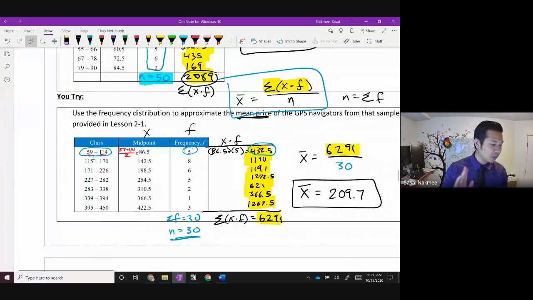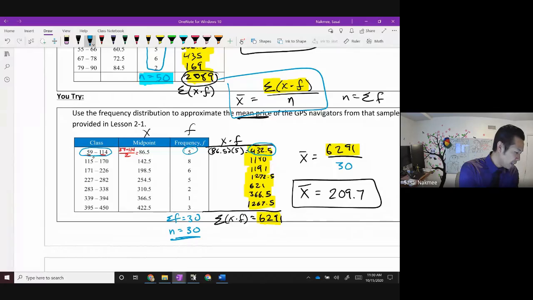Grace, pick a random number from 59 to 114. Just any number between there, and type it out in the chat. No, it has to be between 59 and 114. 87. Okay, 87, that's one random number. Can I get another random number from someone else between 59 and 114? I need 4 more numbers, so if you can just pick a number between 59 and 114, do that real quick.